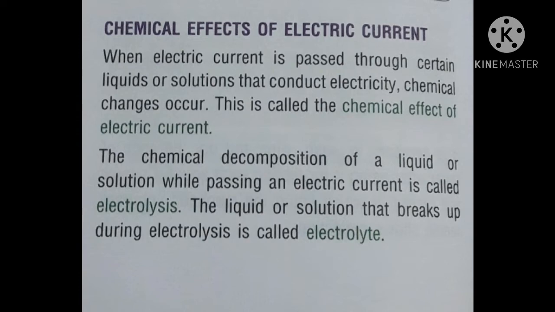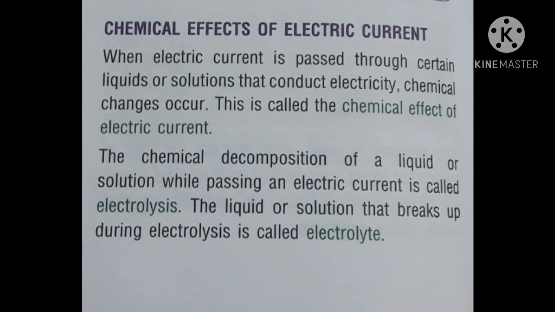When electric current is passed through certain liquids or solutions that conduct electricity, chemical changes occur, and this is called chemical effect of electric current. The chemical decomposition of a liquid or solution while passing an electric current is called electrolysis. The liquid or solution that breaks up during electrolysis is called an electrolyte.